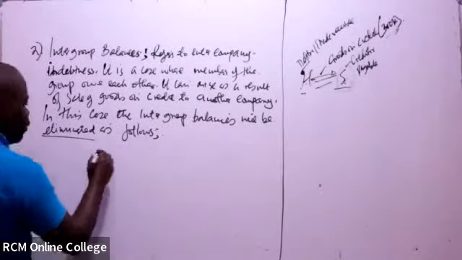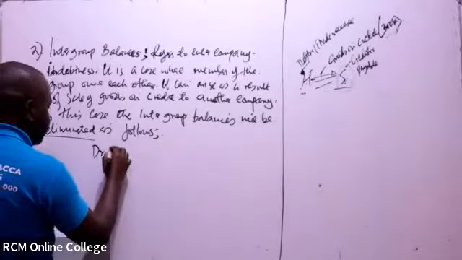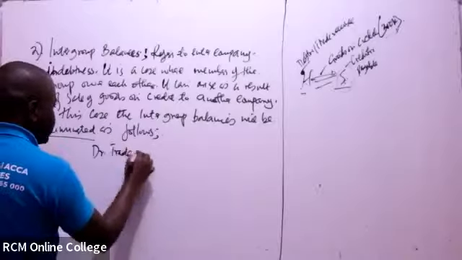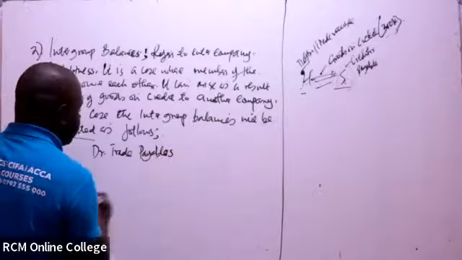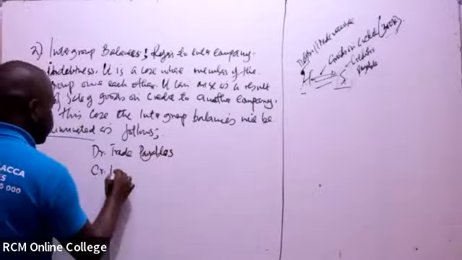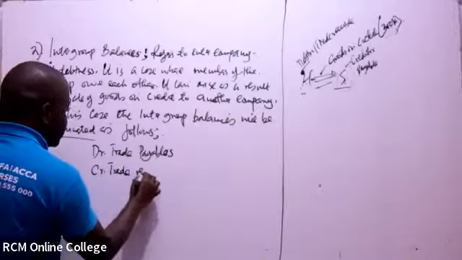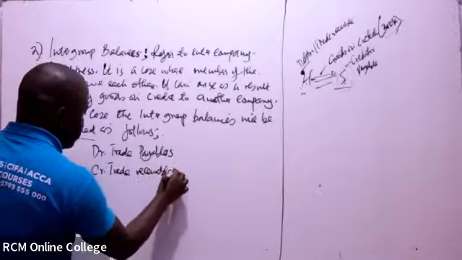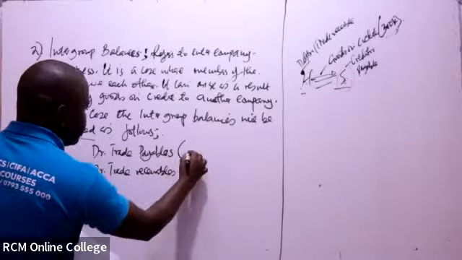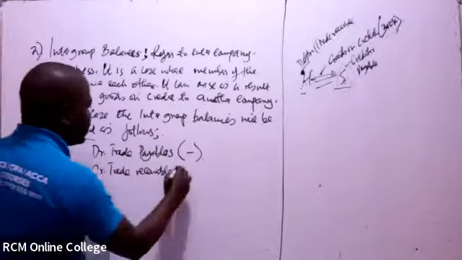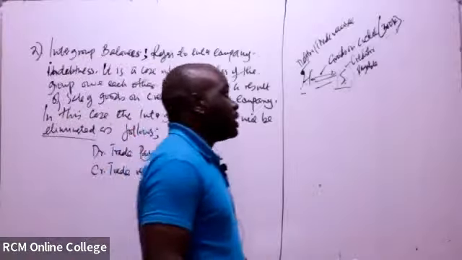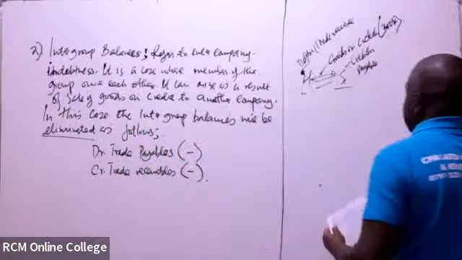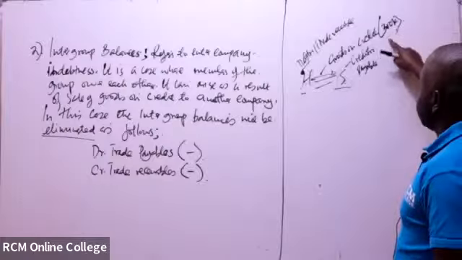How do you do it? You debit the trade payables by these intergroup balances, and you credit the trade receivables. What this means is you simply deduct that amount from the trade payables, and also deduct that amount from the trade receivables. In this case, the amount involved is 300K.